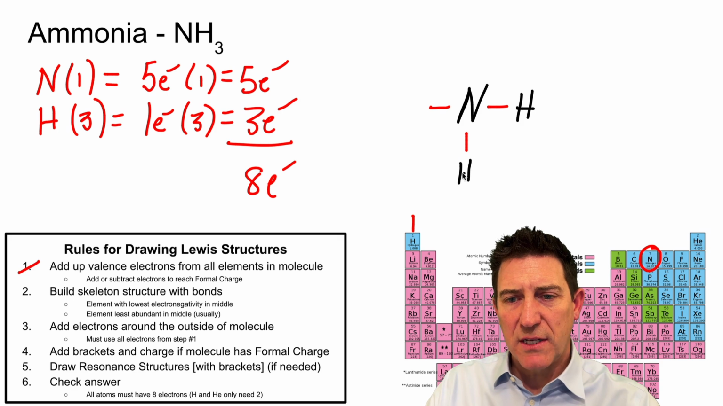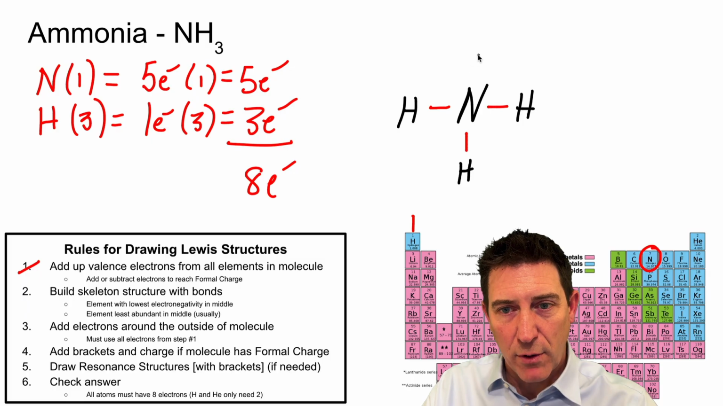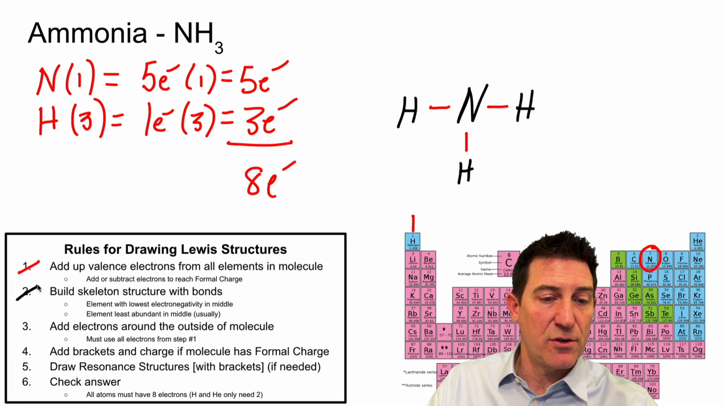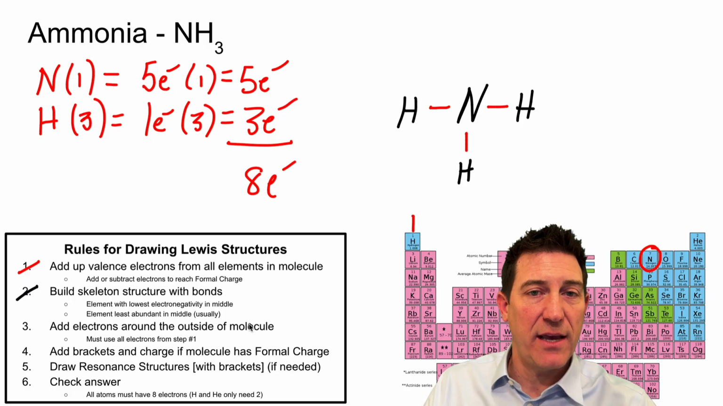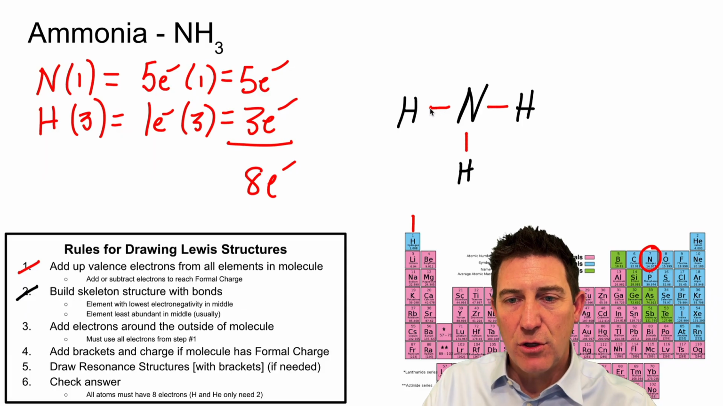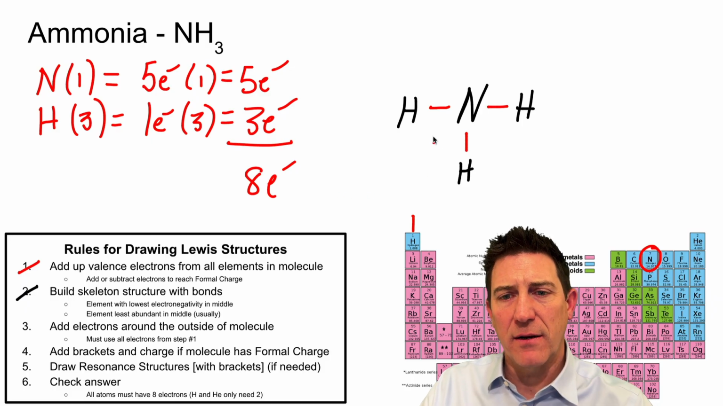We'll get more specific as we progress, but for now, happy little hydrogens, put them wherever you want, as long as they're at right angles to each other and it looks similar to this. It would be okay if I put one up there and didn't put one here. Doesn't matter. There's my skeleton structure. I need to add electrons around the outside of the molecule until I've used them all up. Let's count them. I've used 2, 4, 6, and I need to use 8. So I have 2 more to put on here.